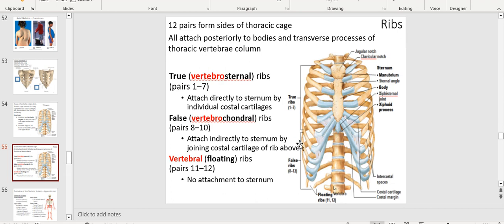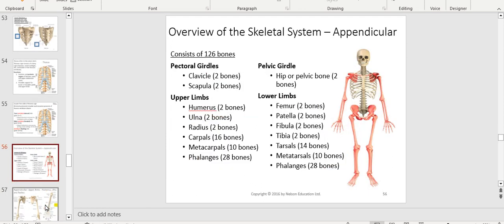The false ribs, we call those vertebrochondral, okay? That's 8 to 10, and they attach indirectly to the sternum by joining the costal cartilage of the rib above. And then we have the floating ribs here. There's no attachment other than posteriorly to the vertebral column. So that's the axial in a nutshell.